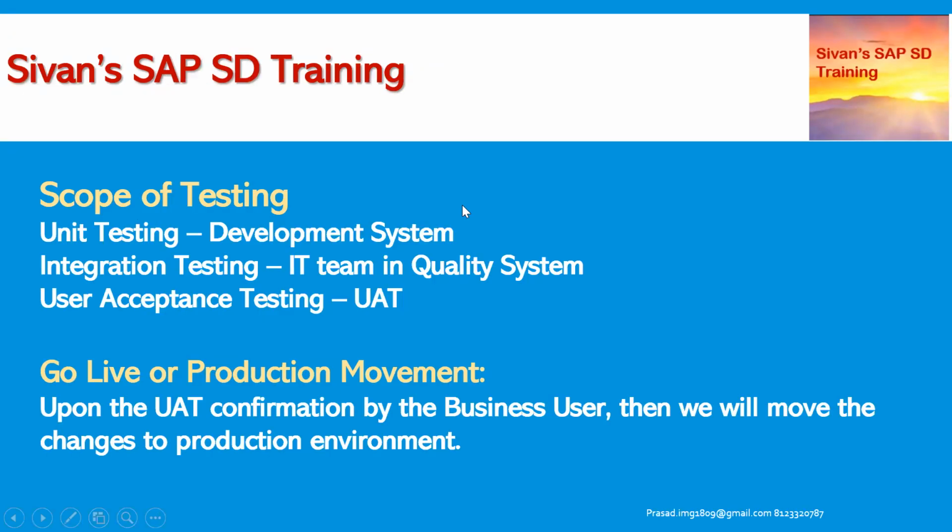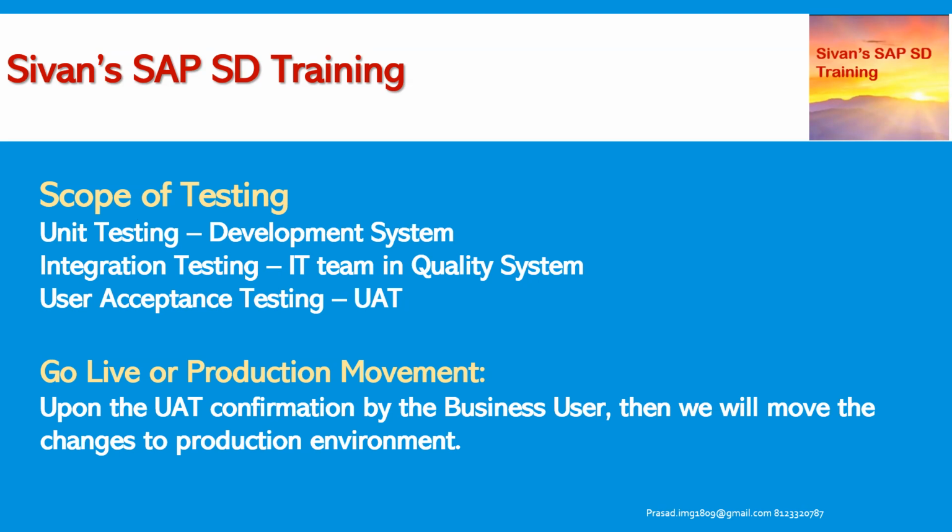Then the scope of testing. Everyone is aware of it. Like unit testing, which we do for our own sake in the development system. Whatever data is available in the development system, please make sure that the business users will not have access to test it. Only we will have it. Please complete maximum testing in unit testing.